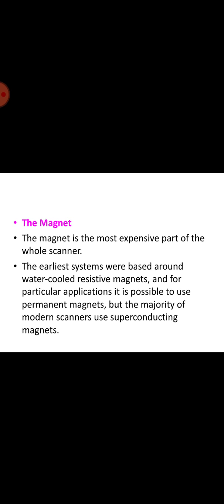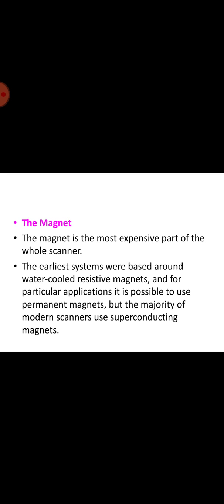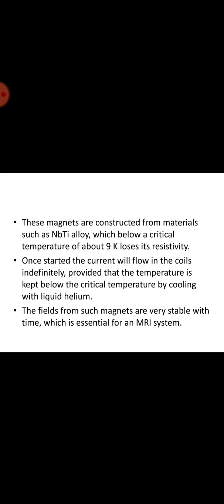The helium container with its superconductive windings is enclosed in a vacuum to keep the evaporation rate low. Internal shields cooled with liquid nitrogen prevent heating due to radiated heat passing through the vacuum vessel. In the superconducting magnet, connection to a current supply is only necessary for energizing up to the required field strength. After this, the coils are short circuited and require no further electric energy. The magnetic field is temporally stable. The fields from such magnets are very stable with time, which is essential for an MRI system.